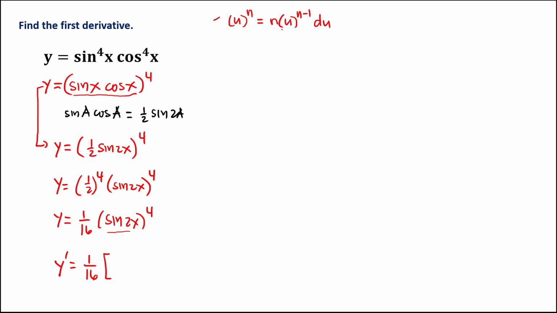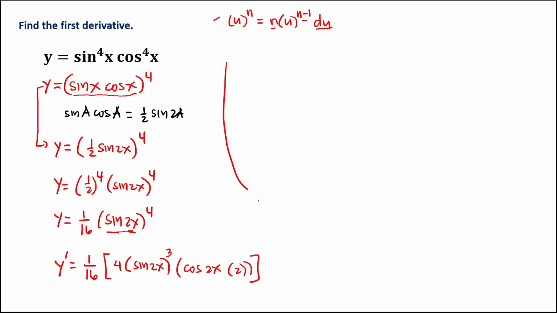So from this formula, we have n is the exponent, then times u is sine 2x. Then we have n minus 1 or 4 minus 1, so to the power 3, then times the derivative of u or the derivative of sine. Since the derivative of sine is cosine, this is cosine 2x then times the derivative of 2x, so this is 2.